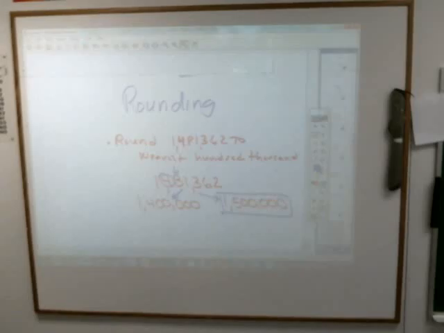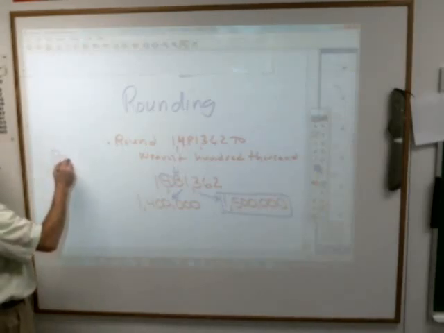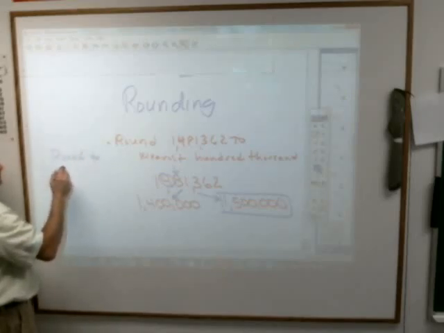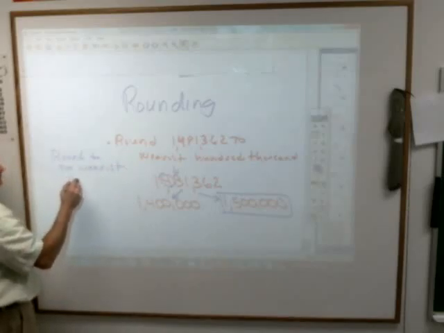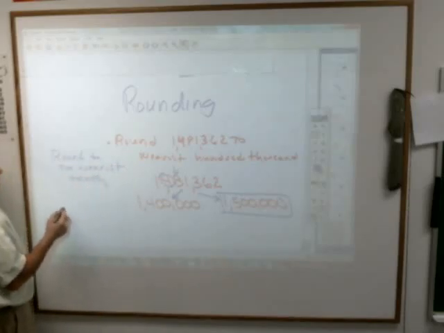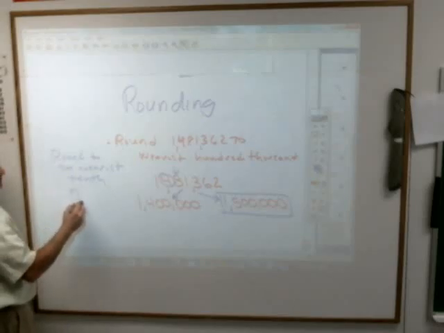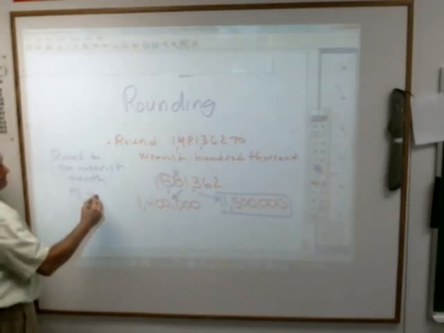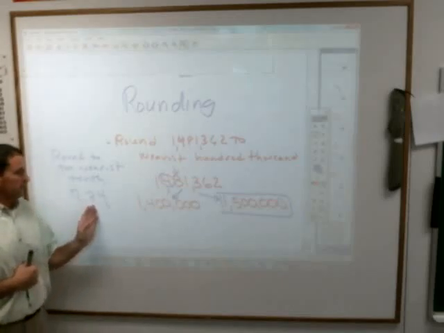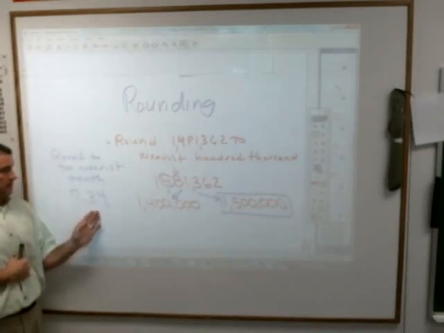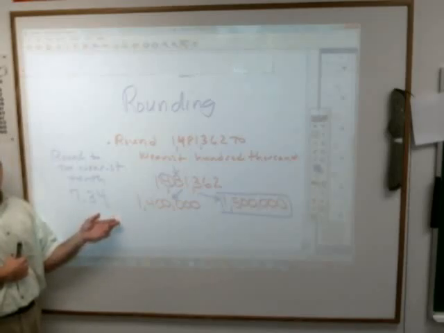Now, how is that different than rounding decimals? What if I asked you this question? Round to the nearest 10th, and the number was 7.34. Same rules are still true. I'm still looking at the 3 in the 10th place, and the 4 is still the thing that tells me what I do with it.